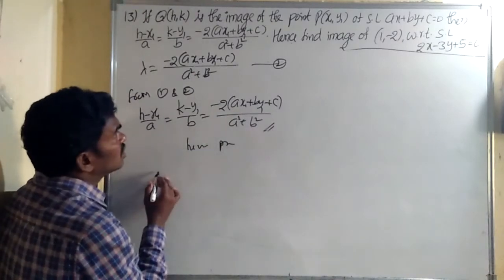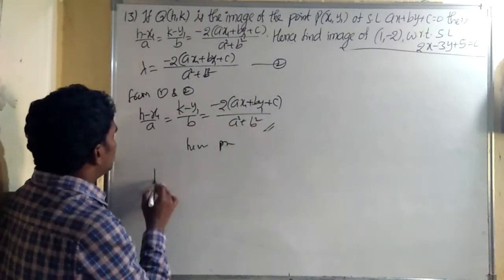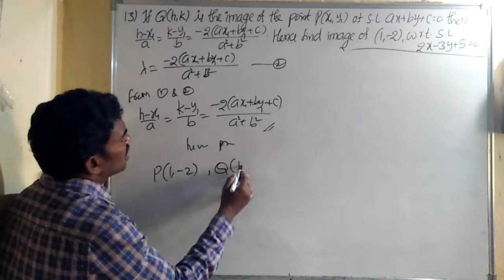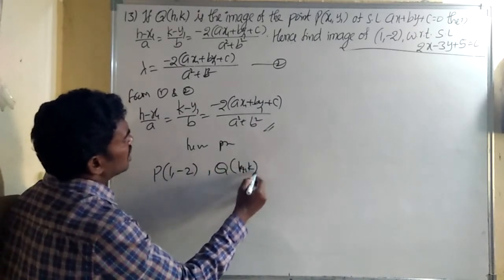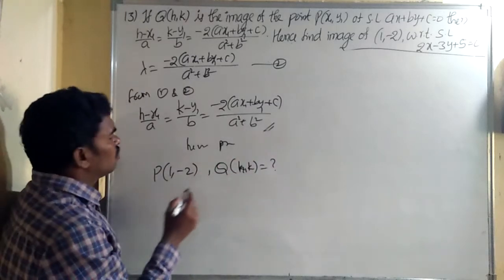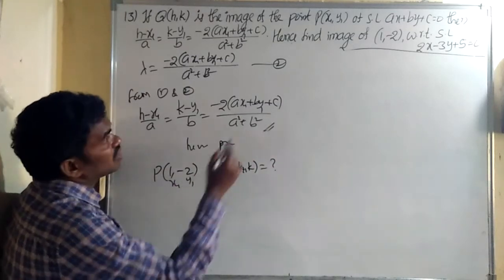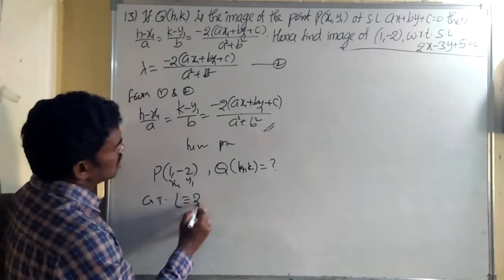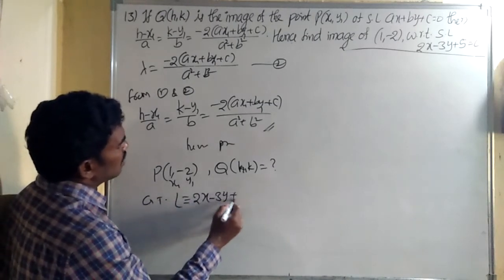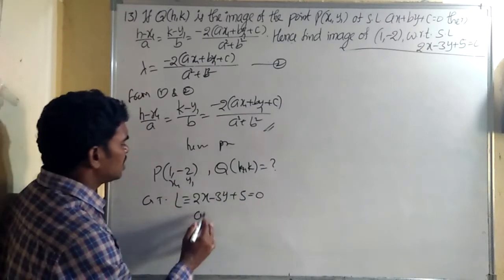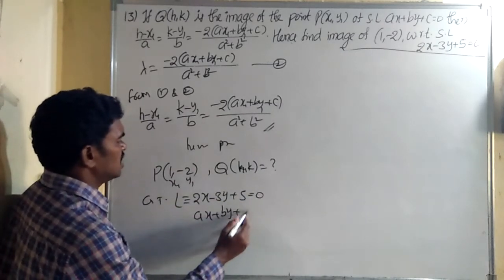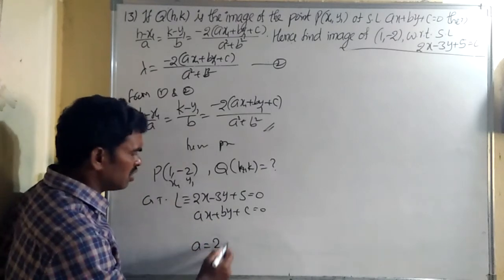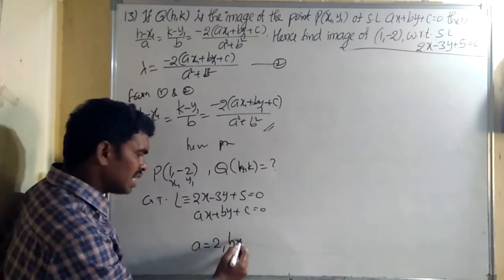For the next one, find the image of, means P is given as (1, minus 2), and the image is considered as (h, k), that is the question. This is taken as x1, this is taken as y1. Next, given the straight line, line L is given as 2x minus 3y plus 5 equal to 0. So compare with the general equation ax plus by plus c equal to 0. What is a? a is 2, very good. What is b? Minus 3, very good.